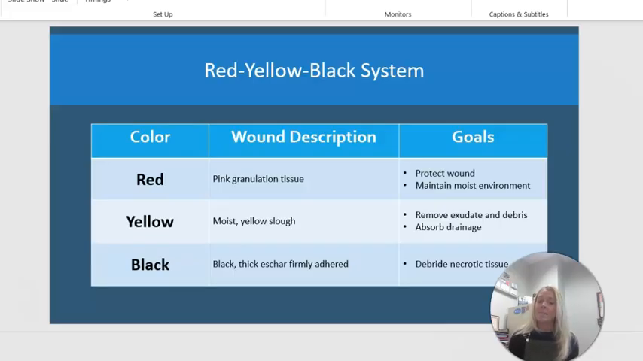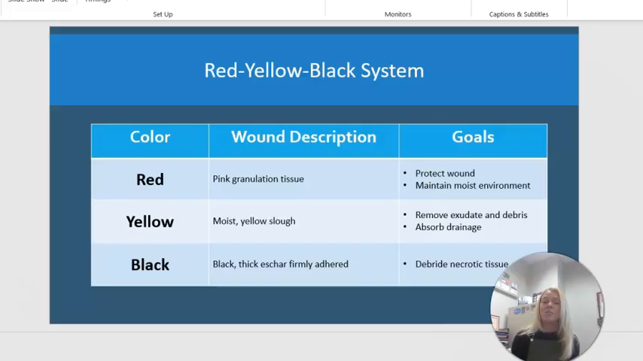So red is typically referring to pink granulation tissue. This is healthy tissue. This is viable tissue. This is what we want to see in a wound. So our goals here would be to protect the wound, keep it covered, and help to maintain a moist environment.